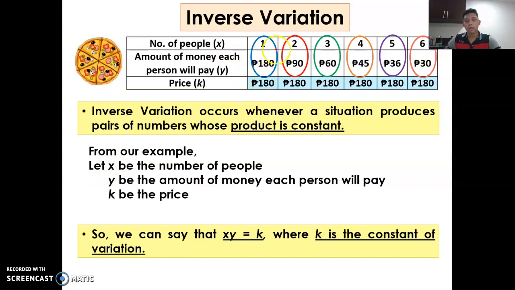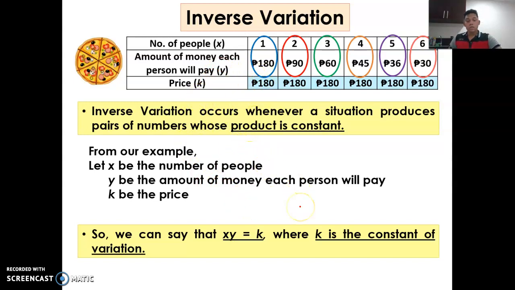From this example, let x be the number of people: 1, 2, 3, 4, 5, 6, sharing the pizza. The amount of contribution money each person will pay is y, if the price of the pizza is 180. So k there is the price, which is the constant of variation. We say that x times y, the number of people times the amount of money contribution for each person, is equal to the constant k, the price, right?